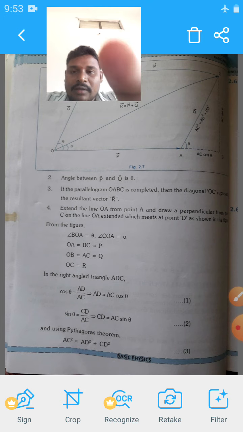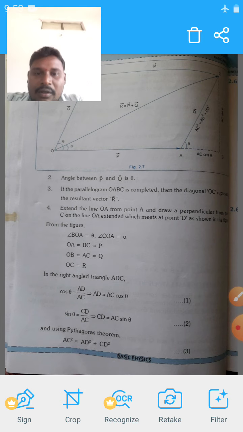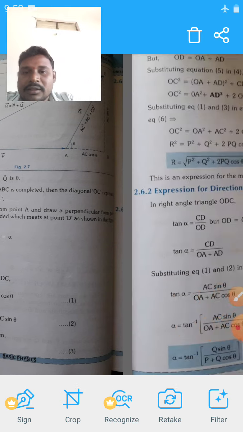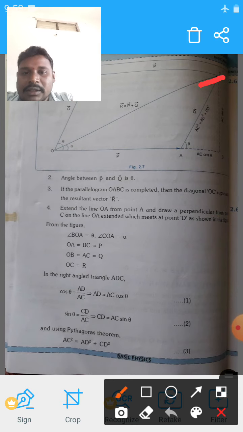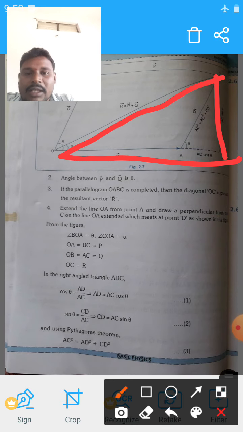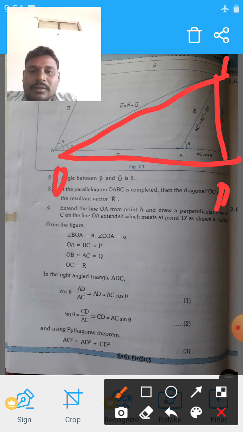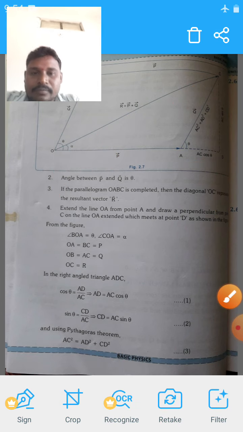But whatever expressions we need, we must utilize the main triangle. This COD triangle we have to utilize. For the expression for resultant magnitude and direction you have to utilize this COD triangle.